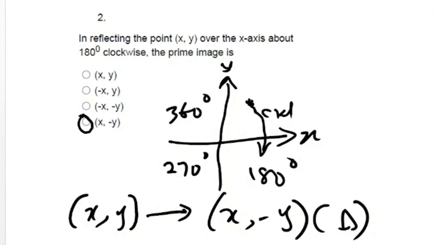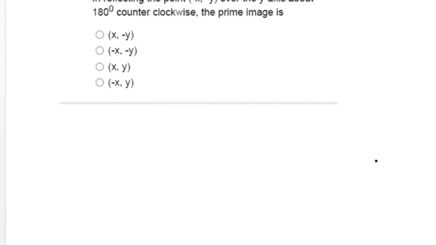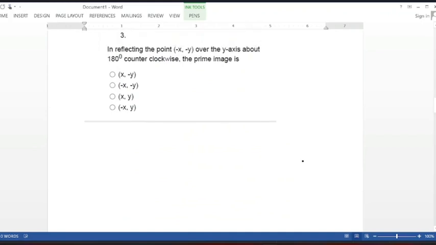Then number 3. Question 3 is, in reflecting the point minus x, minus y over the y-axis about 180 counterclockwise. So we have the xy plane. This is the x-axis, y-axis. Let's locate minus x, minus y. This is positive x, positive y, then we have this region. Here is minus x, then minus y. So the point of minus x, minus y will be in this quadrant, that is the third quadrant.